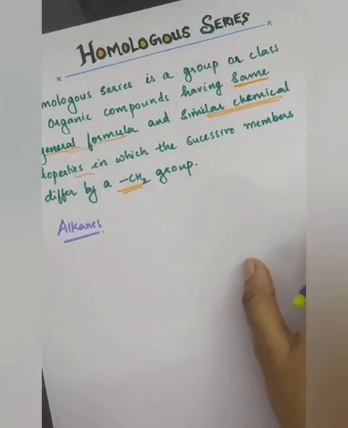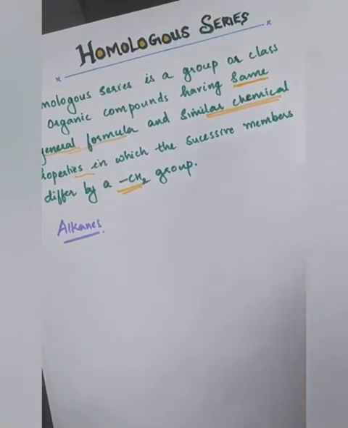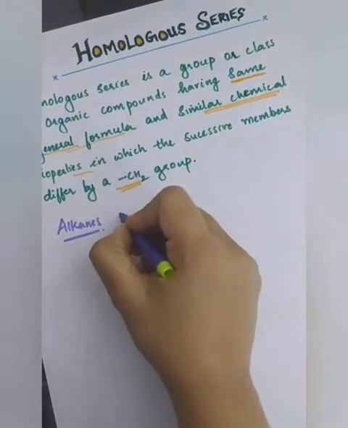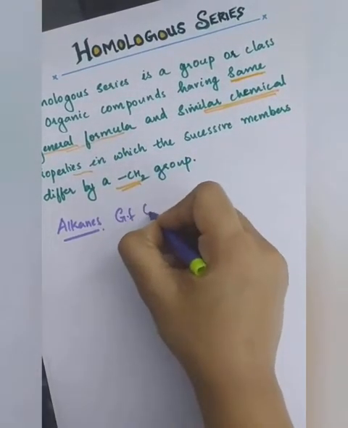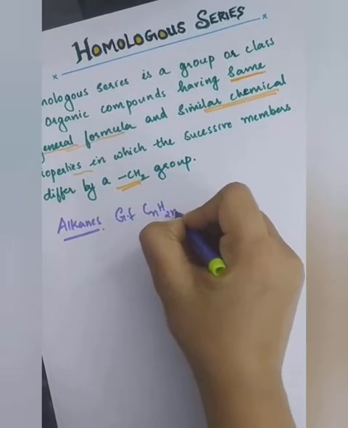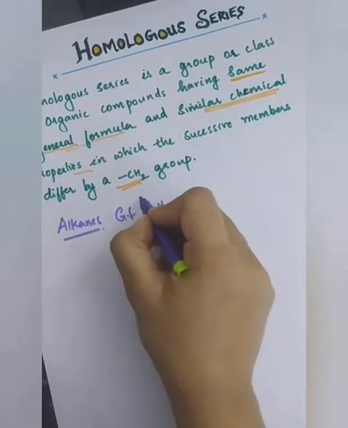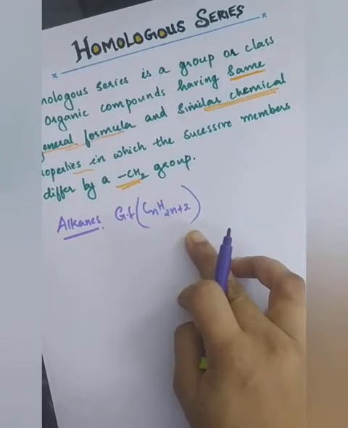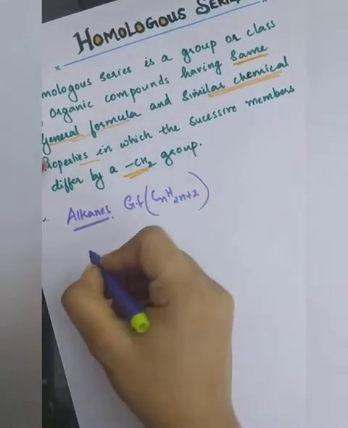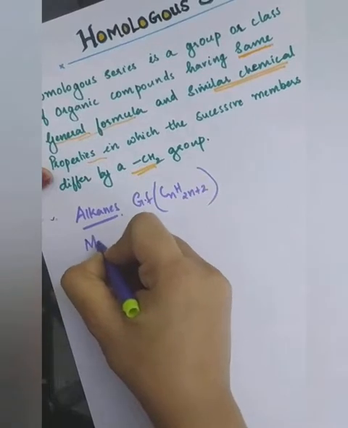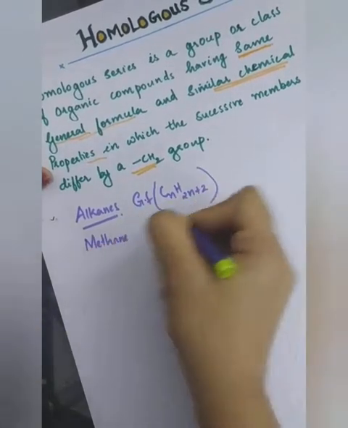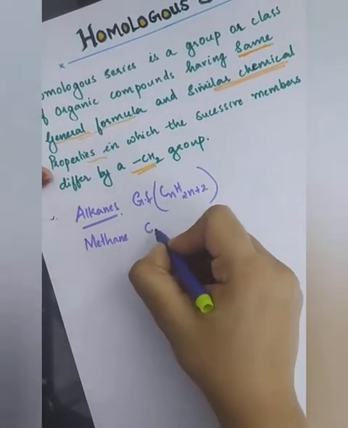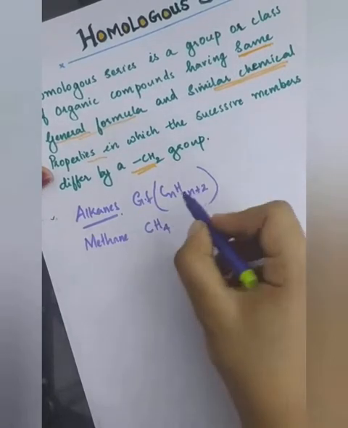Let's see some examples. From that we can understand what you mean by homologous series. Let's take alkanes. The general formula of alkanes is CnH2n+2. Let's take the members of alkanes. First one is methane. Methane, the formula is CH4, which we get from the general formula.